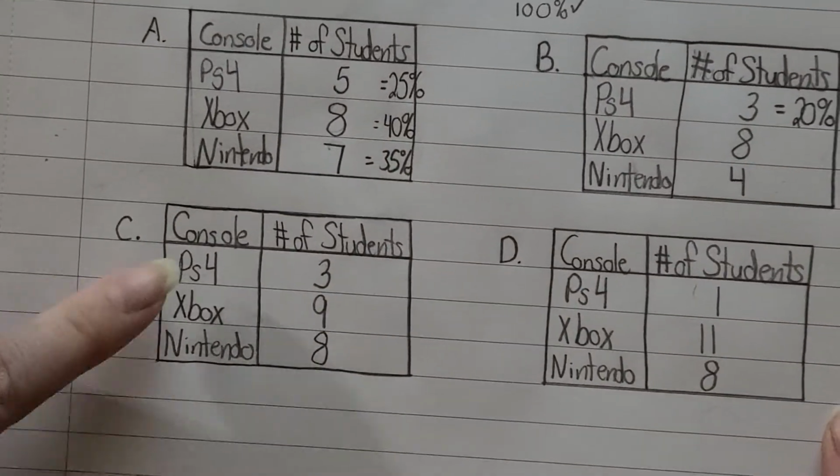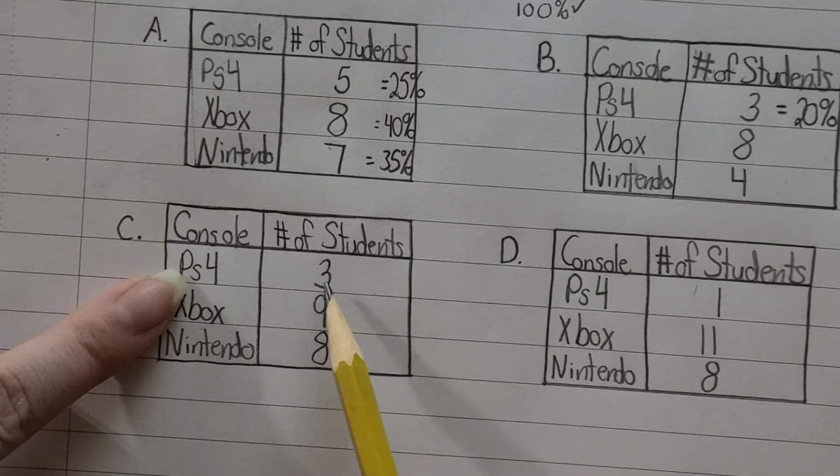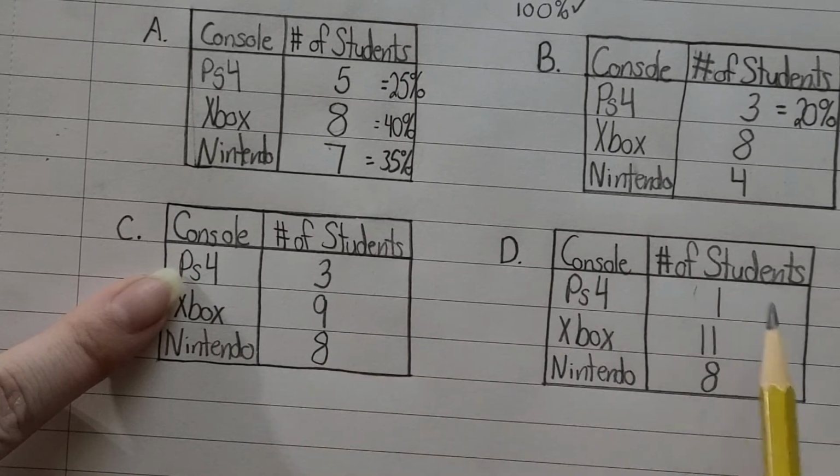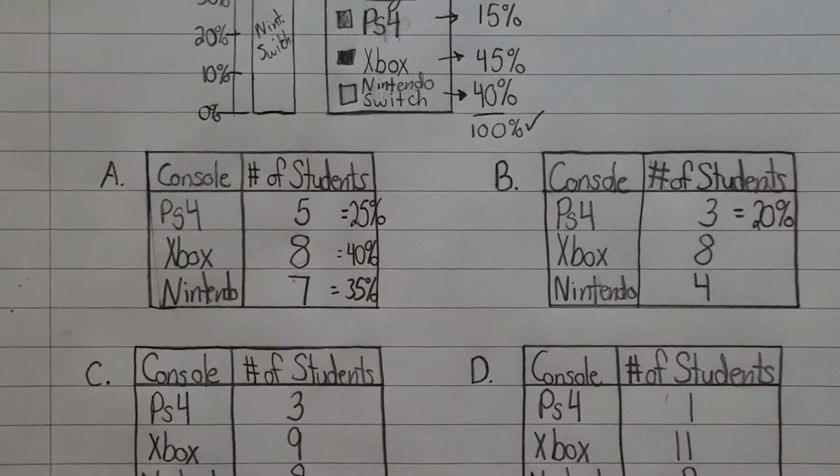Lastly, I want you to check tables C and D by yourself. All right. Convert these to the percents for their tables and see which one matches what we are looking for.